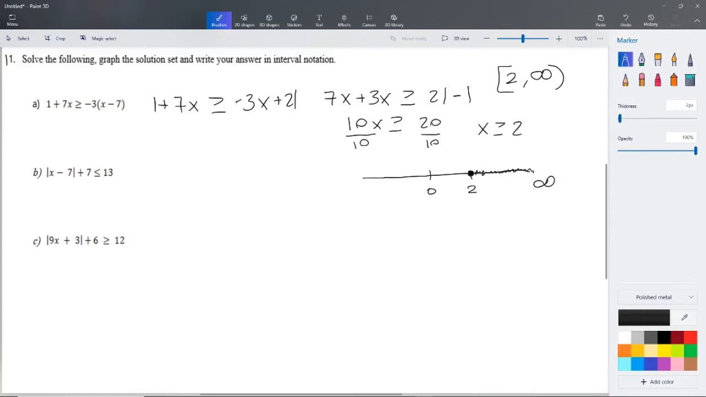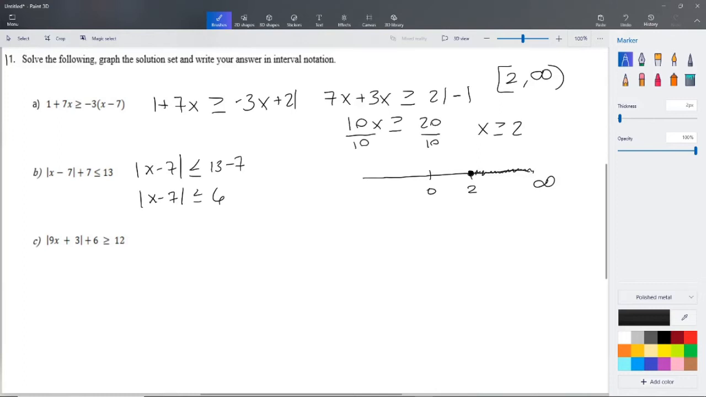All right, for part B, we have an absolute value. All right, so the first thing for our absolute value is we need to put the absolute value by itself. So the 7 that is next to our absolute value needs to go to the right side. So in other words, it's going to be absolute value of x minus 7. Our inequality has not changed, and we're going to have 13 minus 7, also known as 6. So we have absolute value of x minus 7 is less than or equal to 6.